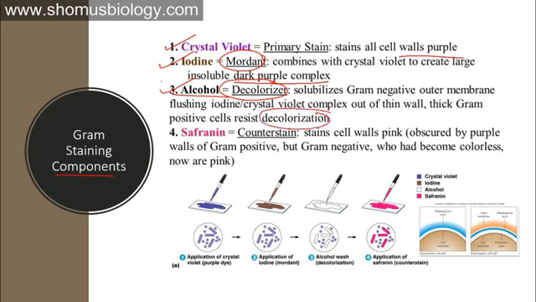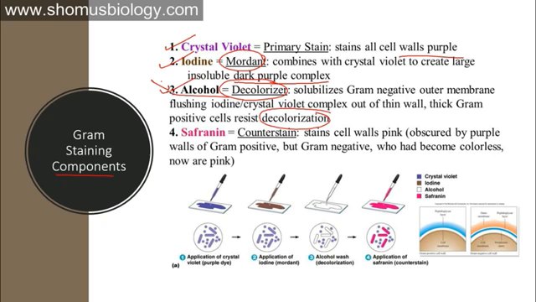Now this is the most important step and most important component of this staining, the decolorizer, because the moment we put alcohol, the outermost layer of a gram-negative bacteria is washed out, is flushed out of that cell. And as the outermost layer is flushed out and the cell wall is very thin, that iodine crystal violet complex is also washed out. So for gram-negative bacteria, every component of crystal violet and that violet color is completely washed out after treating it with alcohol as a decolorizing agent.